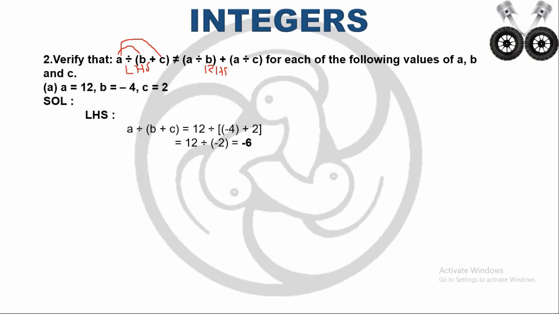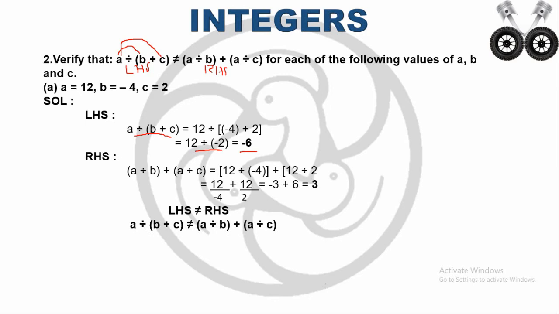Very first I will find the value for LHS. So A divided by (B plus C), so 12 divided by (minus 4 plus 2). What is the order of operation? Any integer inside the bracket should be executed first. So minus 4 plus 2. Here the two integers are having different signs, that means I have to subtract. So 4 minus 2, the answer is 2. The biggest number's sign is a negative sign, so I have to put the negative sign. So 12 divided by minus 2. Again the two integers are having different signs, that means I have to put the negative sign. 12 divided by 2, the answer is 6. So the final answer is minus 6.